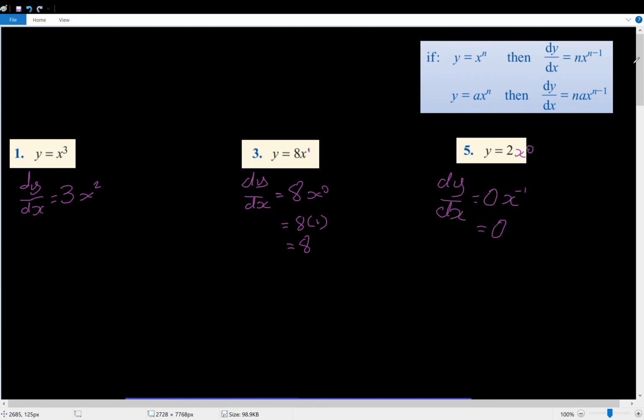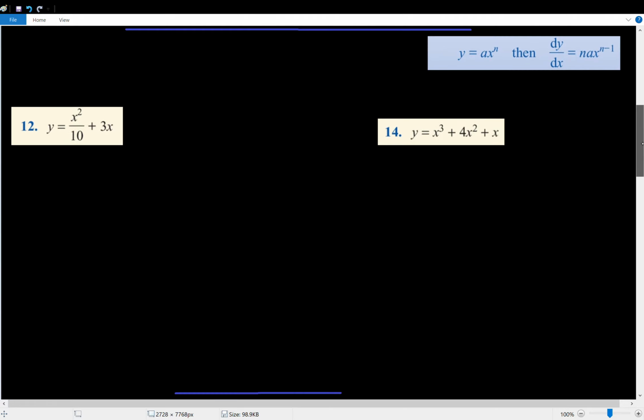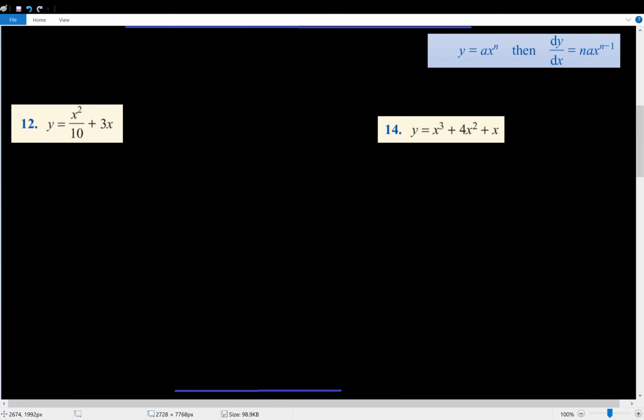Now what we're going to do is take a look at two questions where there's more than just one term in the expression to be differentiated. So we're going to take a look at questions 12 and 14 just here. So we'll start with question 12. Now when you're given an expression like this, what you do is you take each term individually and you apply the rule one at a time along the way. So for this we have dy dx is going to be equal to.